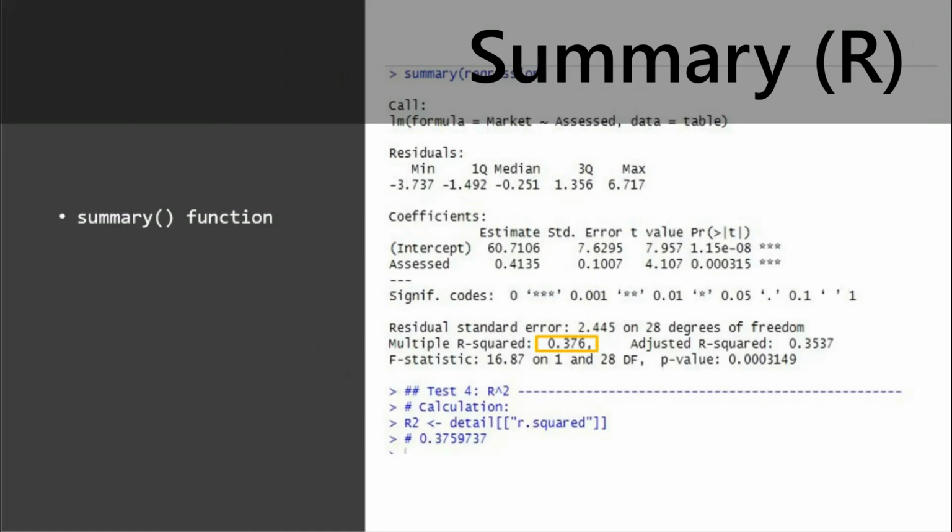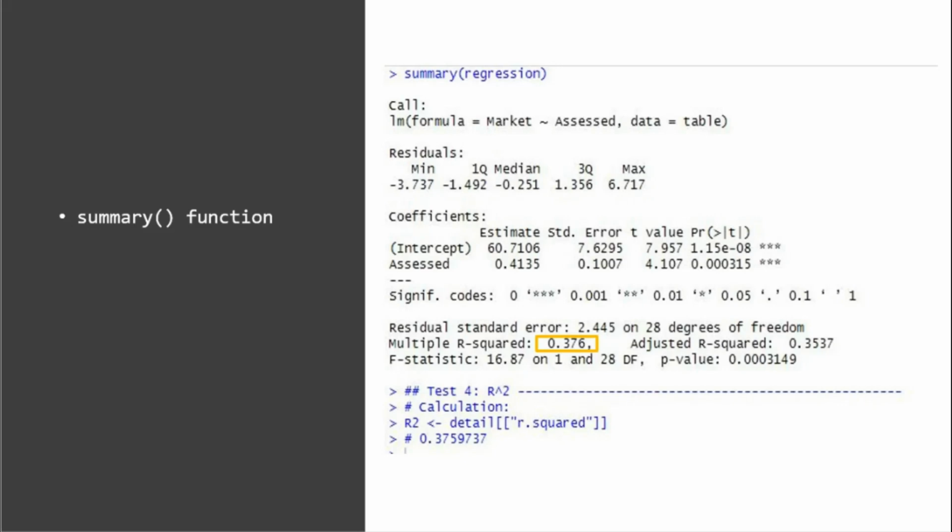Now, let's go to the summary function. In R, from the summary output, we can see that the R-squared value is equal to 0.376. This is the same as what Excel shows. The conclusion is also the same as with Excel, which means the assessed value can make a prediction with an accuracy of 37.6% to the market value.